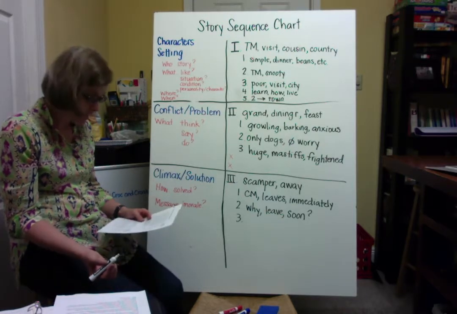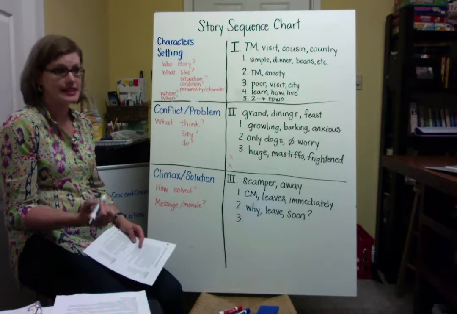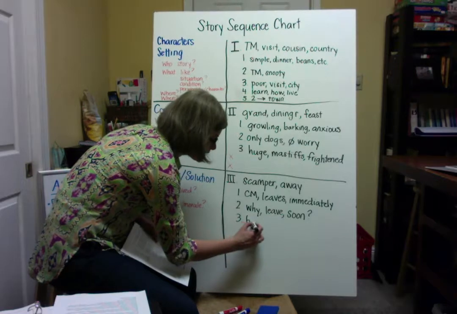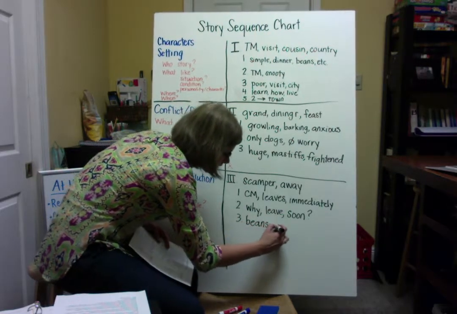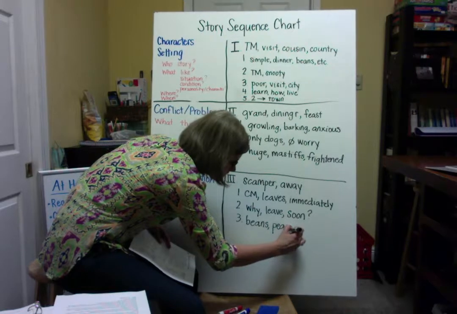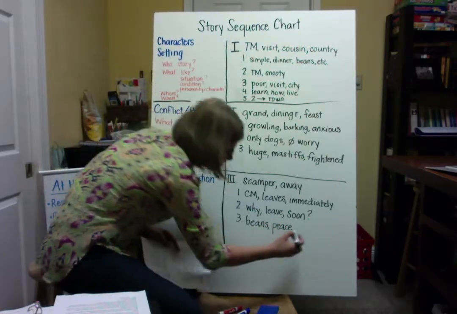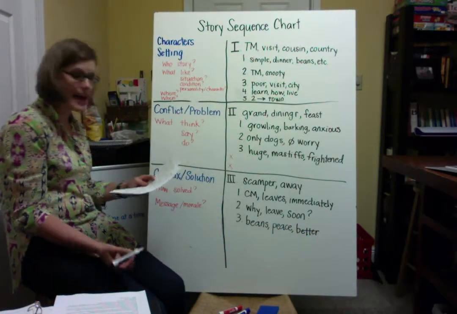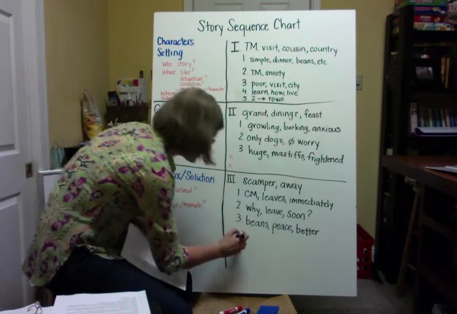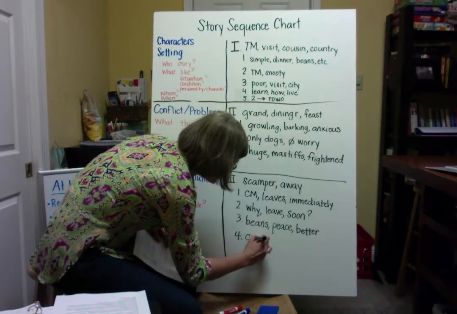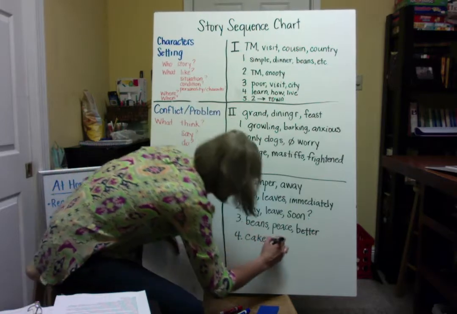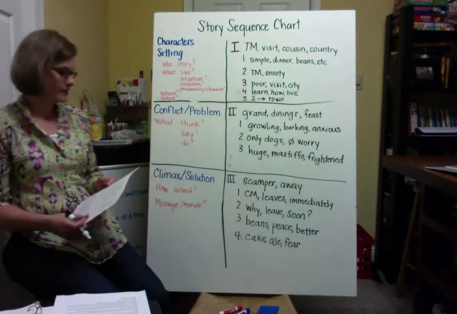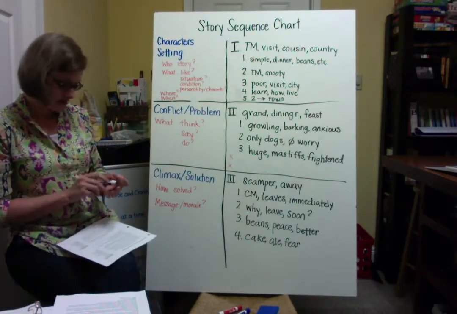And the country mouse tells the town mouse that he would rather have his beans in peace than to stay, that it would be better to have his beans in peace than to have cake and ale in fear.